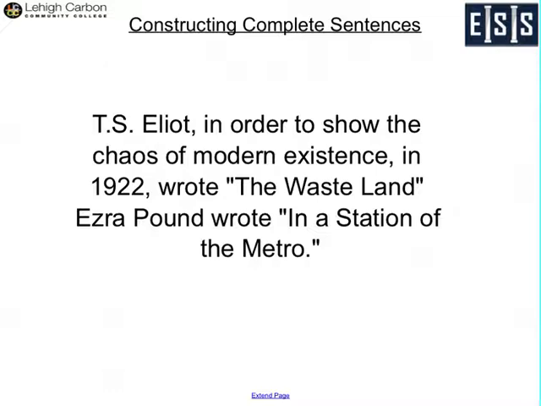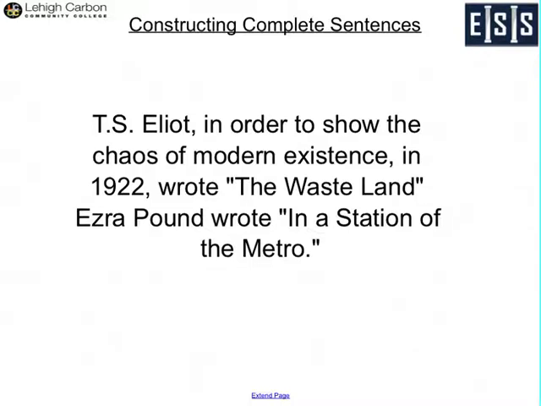Let's look at our example here. "T.S. Eliot, in order to show the chaos of modern existence, in 1922 wrote The Wasteland. Ezra Pound wrote In a Station of the Metro." There's something a little off there. You kind of run out of breath by the end, for one thing, but for another thing, it all sounds sort of mashed together in a rather strange way. A run-on sentence isn't just a sentence that goes on for a long time. A run-on sentence is sort of like if you take two sentences and crush them together.